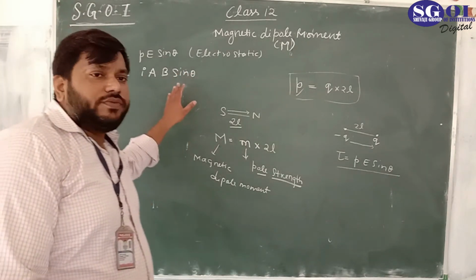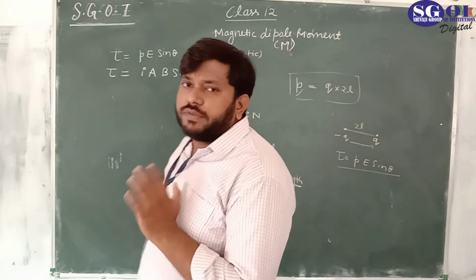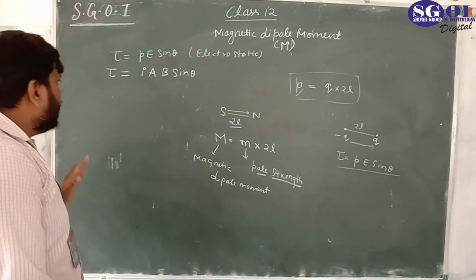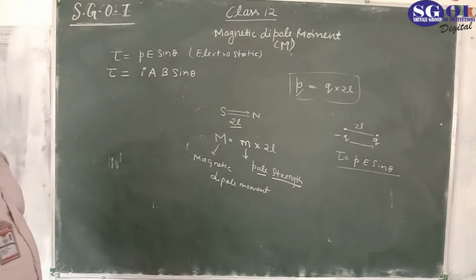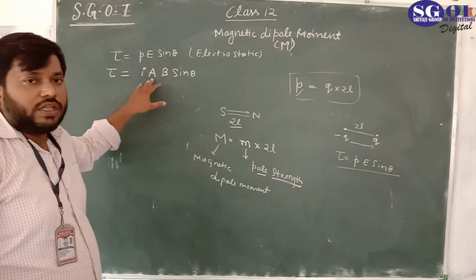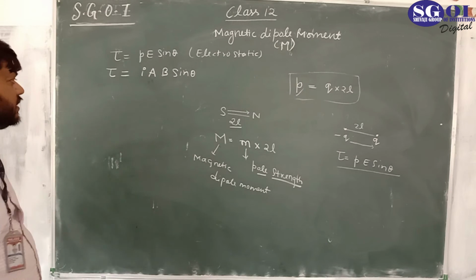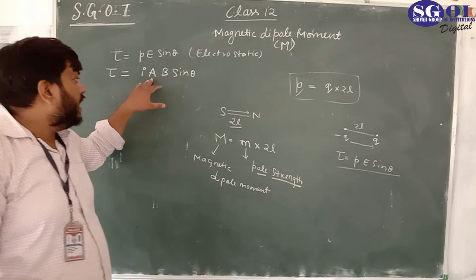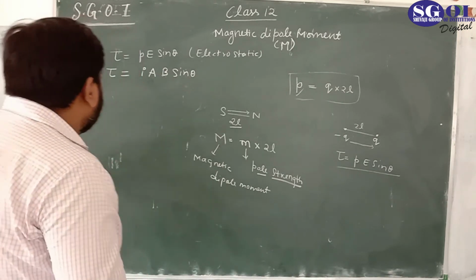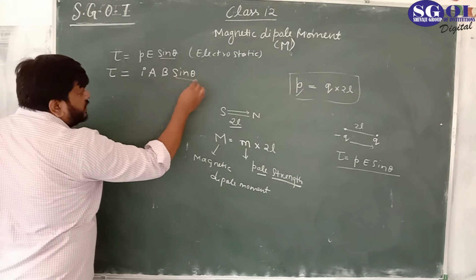This was the torque which we have derived the concept of in the first video lecture of the torque chapter. This is the I for a single loop, which depends on the area of the plane surface. Actually it must be a plane surface. So I A B sin theta, and theta is the angle between the area vector and the magnetic field.